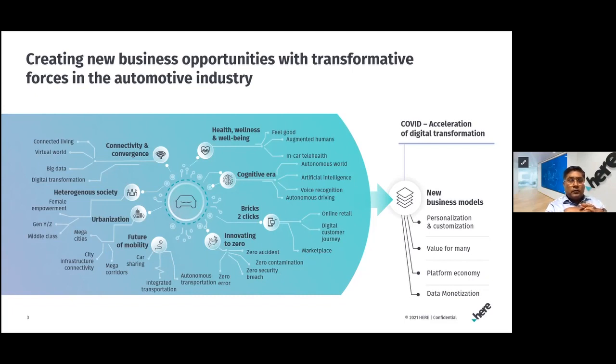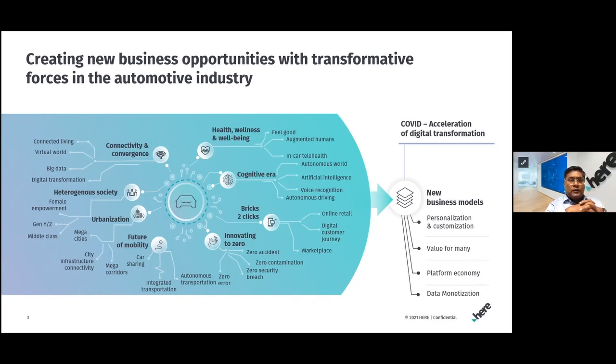When you talk about heterogeneous society, this is again one of the transformative forces pushing the automotive industry. There is female empowerment, there is Gen Y or Gen Z, as you call it, and then there is a need from the rising middle class, which talks about personalization and customization. So the automotive industry is no different compared to any other industry where people are talking about these kinds of requirements.